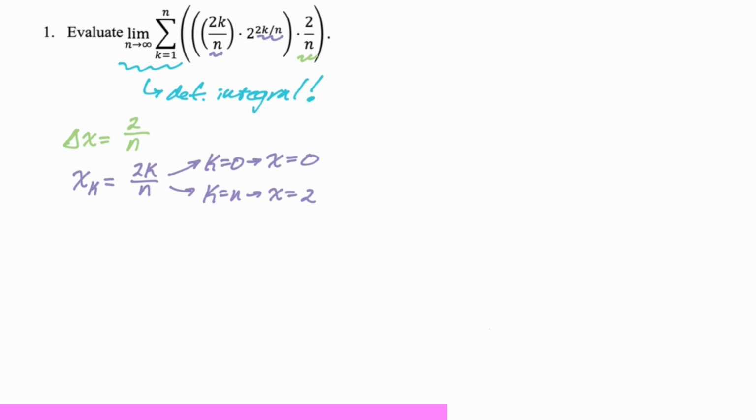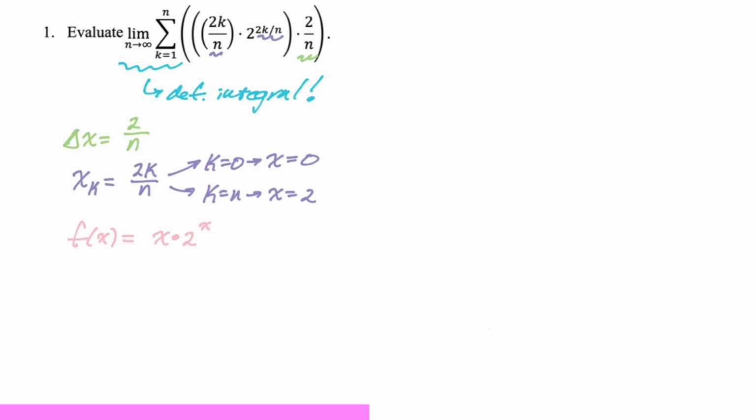Now the question becomes, what is the function? It's base times height. The base is delta x. So the height is what we get when we plug in x sub k. The function is what we plug x sub k into. You can see it's x sub k times 2 to the x sub k, so our function f of x is just going to be x times 2 to the x.